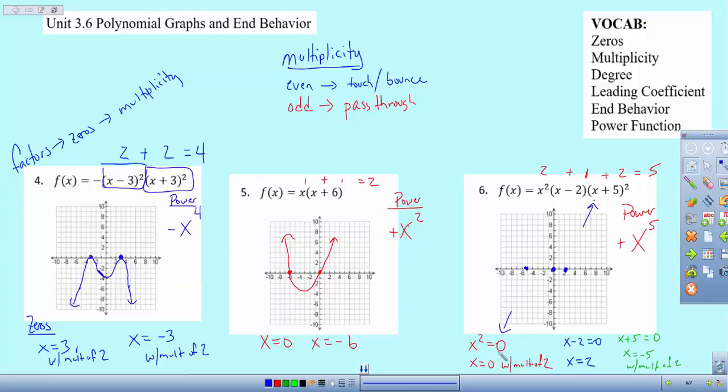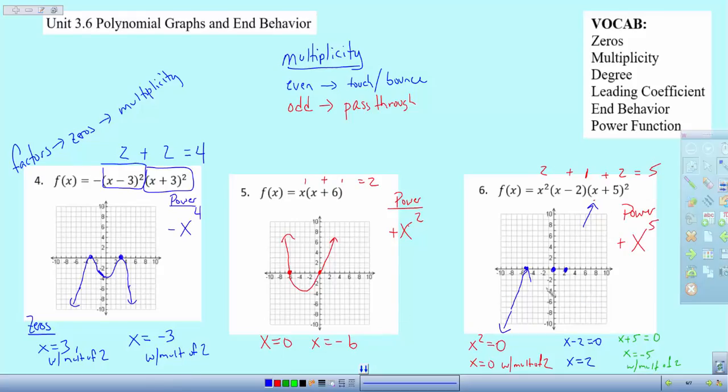Well, I know that at 0 I'm going to bounce, and I know at negative 5 I'm going to bounce because I have multiplicity. So that means I'm going to come up to negative 5, I'm going to bounce or touch. Sorry about that. I'm going to bounce or touch. I'm going to come back down, and it doesn't really matter how far you come down. You're just drawing a rough sketch. You come back up to 0. 0 has multiplicity of 2. That's even. So I'm going to come back up and bounce or touch. I come back down. I turn the corner again.